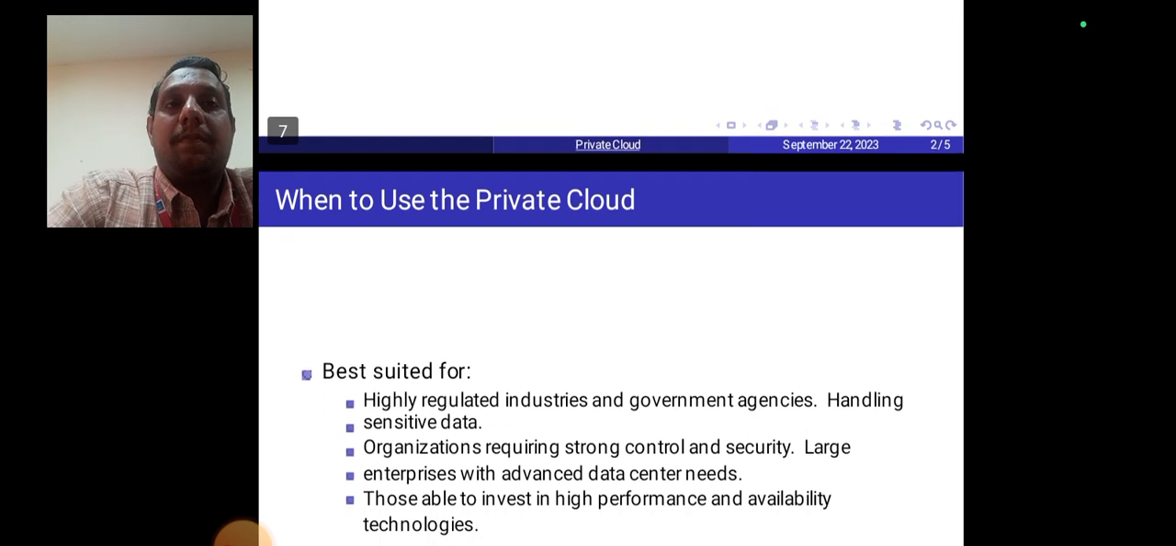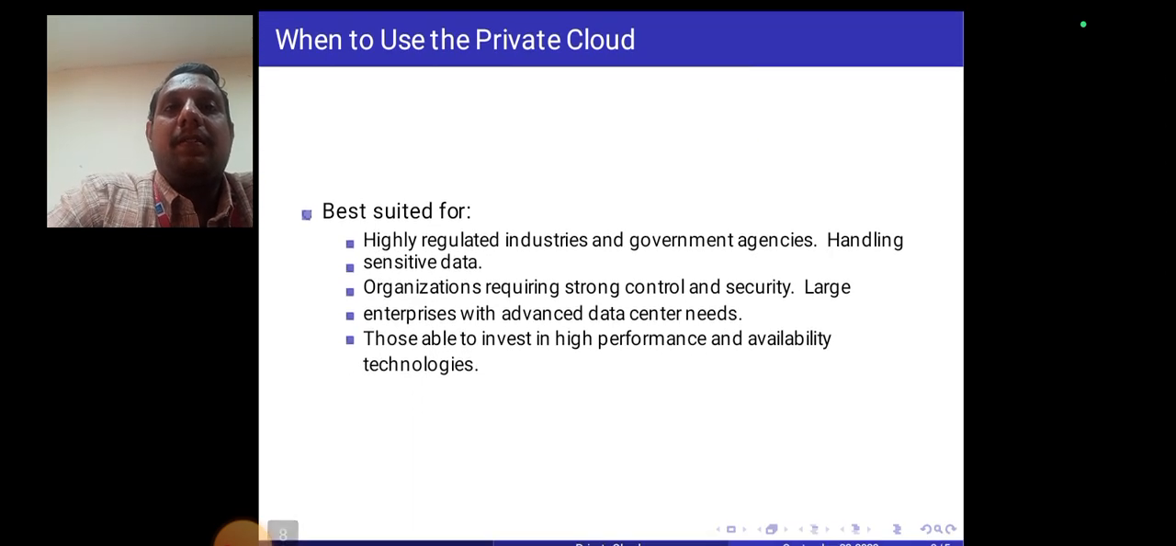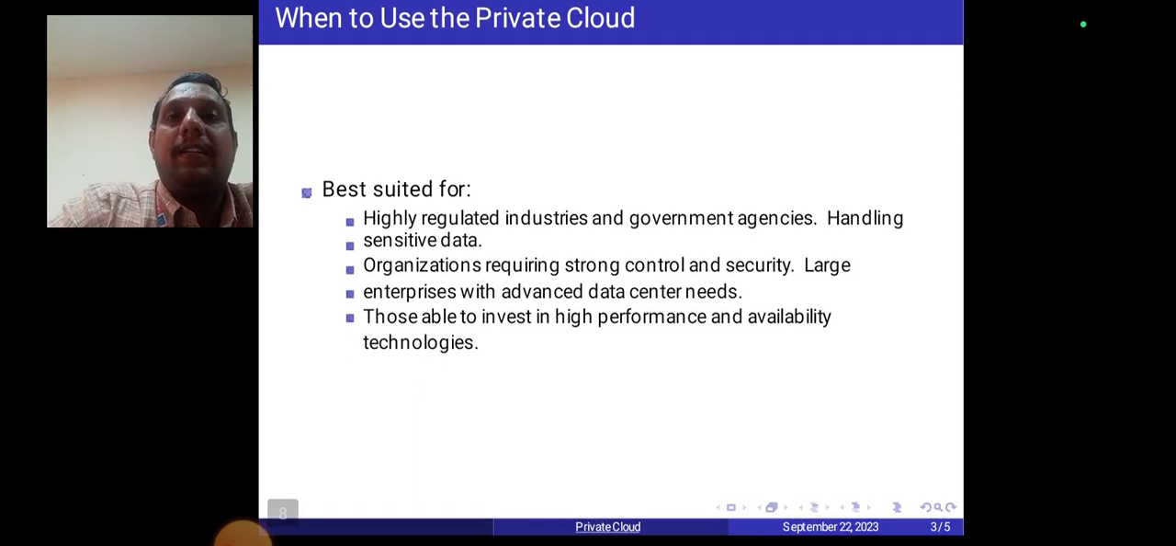When to use the private cloud? The private cloud is best suited for highly regulated industries and government agencies handling sensitive data, and organizations that require strong control and security, large enterprises with advanced data center needs, and those able to invest in high performance and availability technology. The best suited cloud for these is the private cloud.